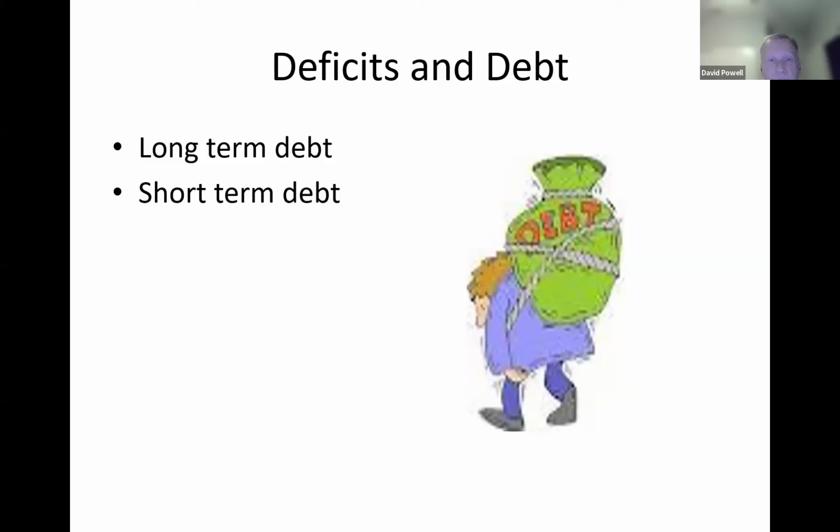The drawback with a general obligation bond is that it will pledge what is called the full faith and credit of the city to repay that debt. So when the city issues a general obligation bond, it is guaranteeing its full faith and credit that it will do everything and anything at its disposal in order to repay this debt.